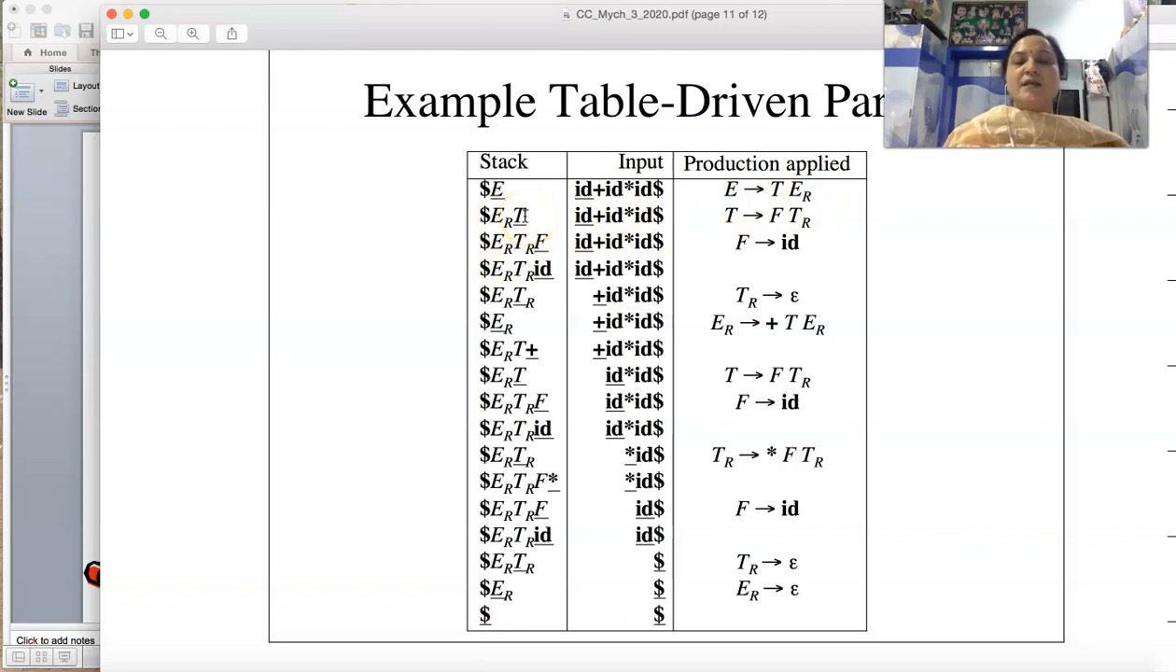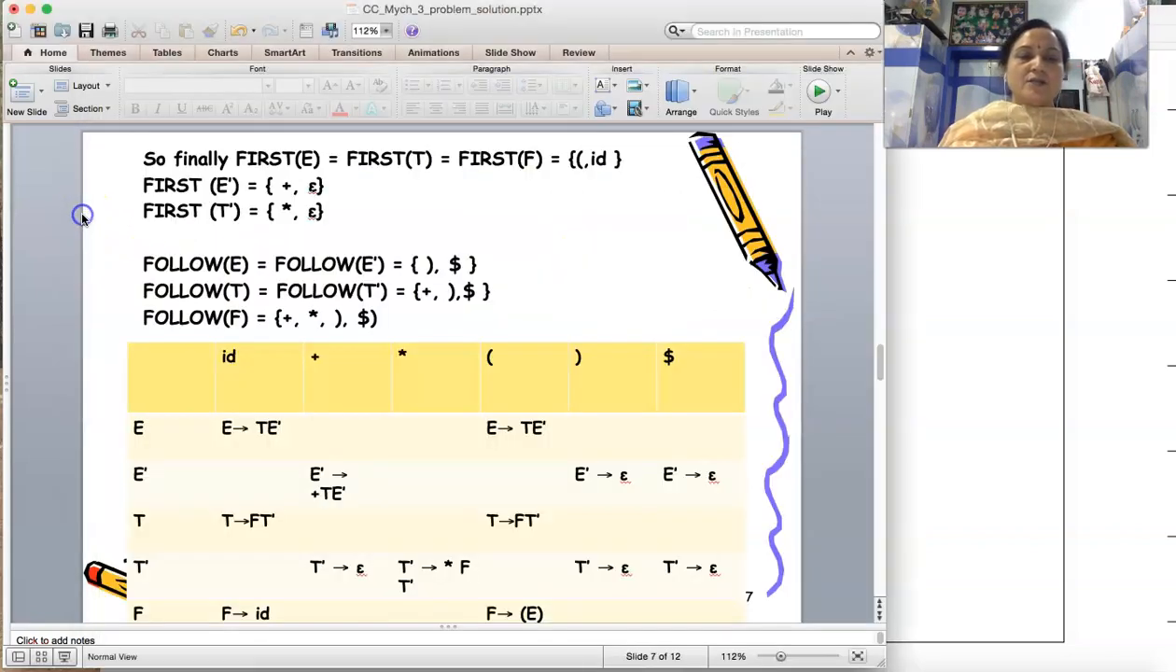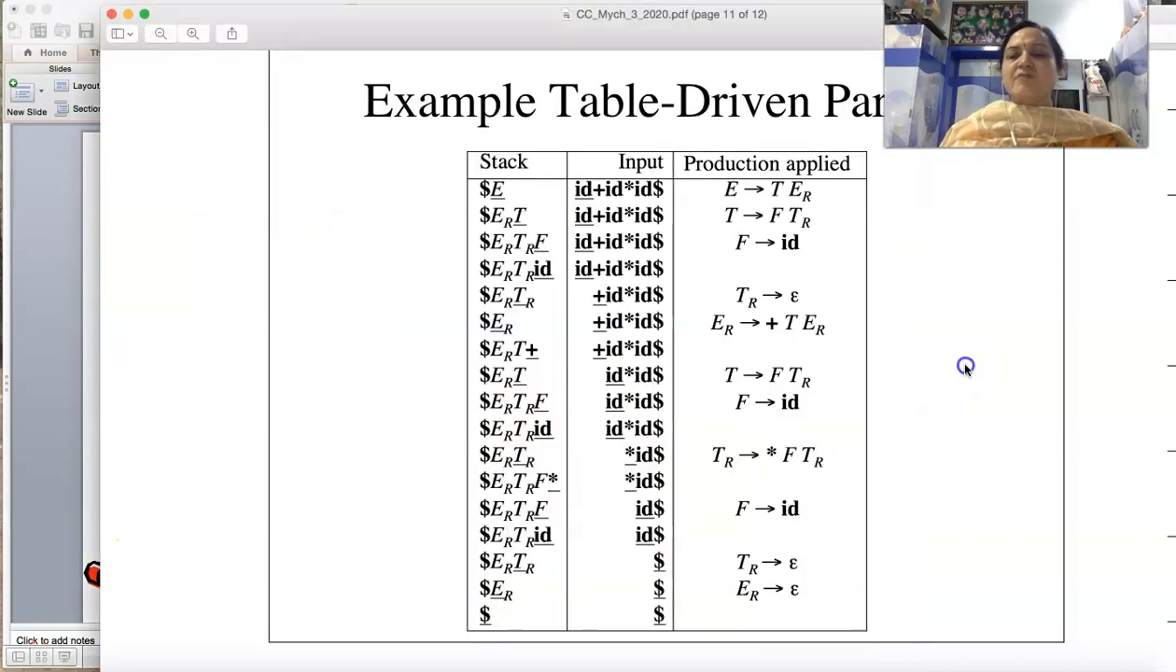Now top of the stack is T and id will be matched. Again the two cannot be matched because this is a non-terminal. So we'll have to search the table with row index T, column index id. What is the production written here? T tends to FT dash. So take T tends to FT dash and push it onto the stack in the reverse order. So I'll be pushing T dash F.